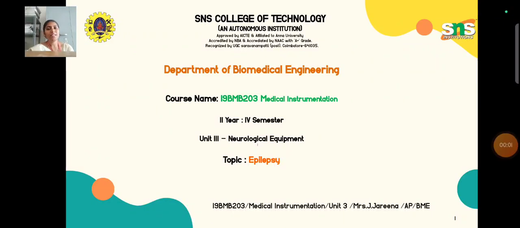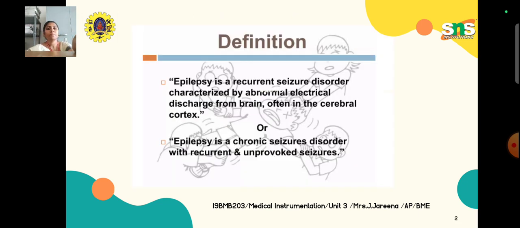Hi all, in this class we are going to see the next interesting topic in unit 3, that is epilepsy. For epilepsy there are different alternative names, that is one is seizure, another one is fits. So in this class we are going to see the basic information about epilepsy, that is the definition of epilepsy, followed by what the root causes of epilepsy are, so that people get affected. Next, we will be discussing the different classifications of epilepsy.